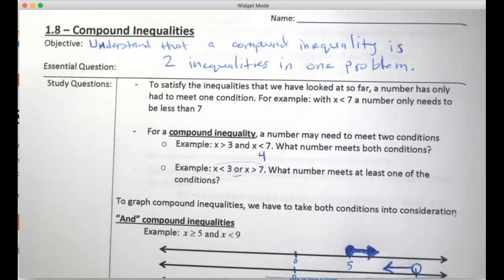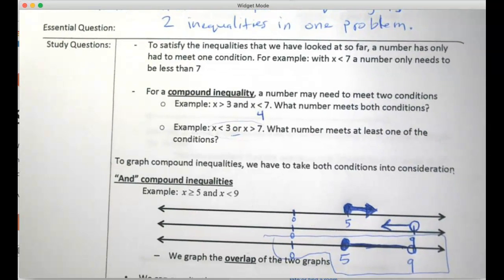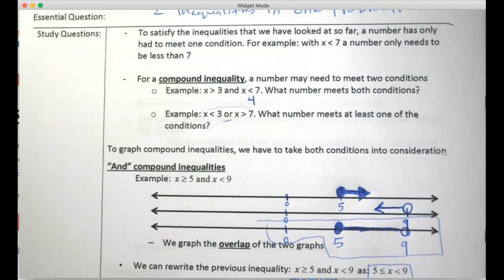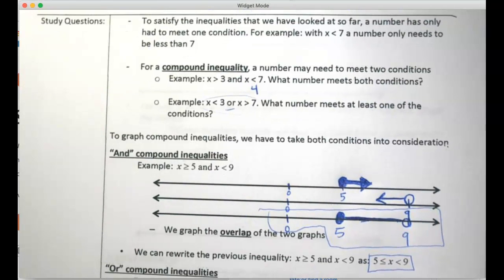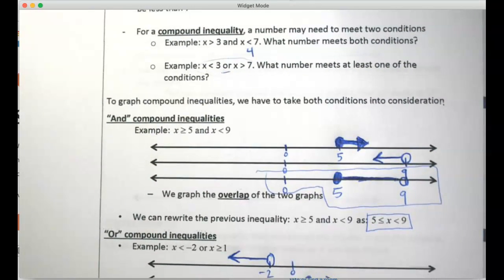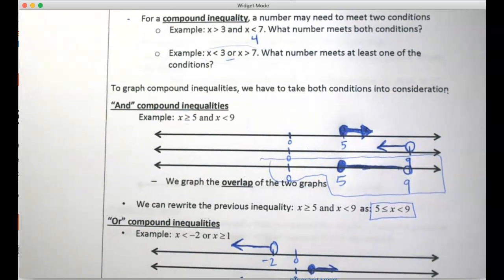So, notes on compound inequalities, guys. Up here at the top, you do have to understand that a compound inequality is just two inequalities in one problem. To satisfy the inequalities we've looked at so far, a number only has to meet one condition. But with compound inequalities, it may have to meet two conditions, or there may be two conditions and it only needs to meet one of them, right?